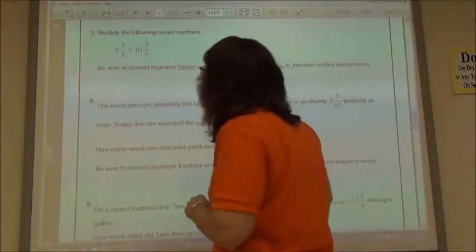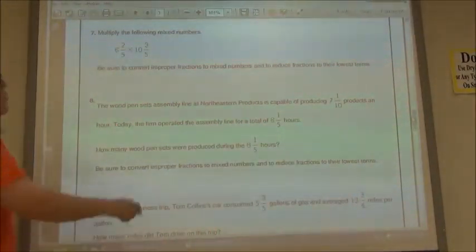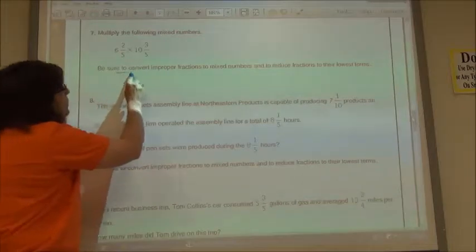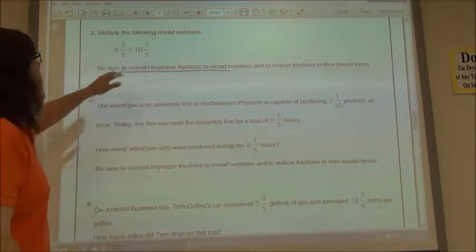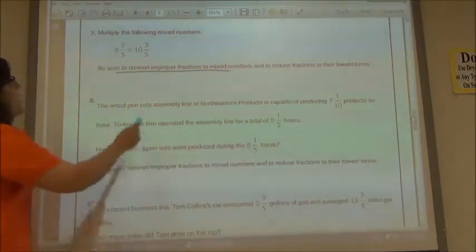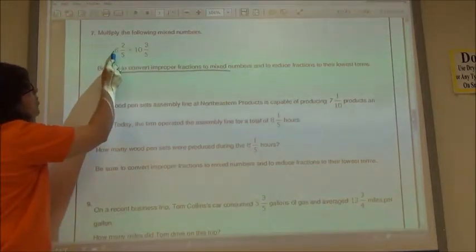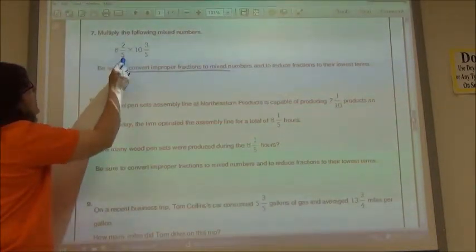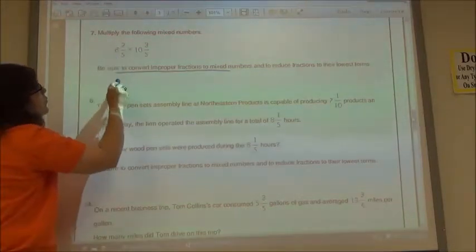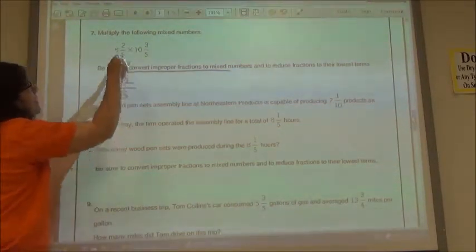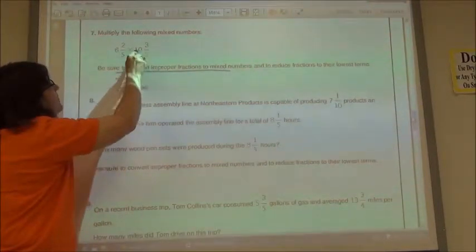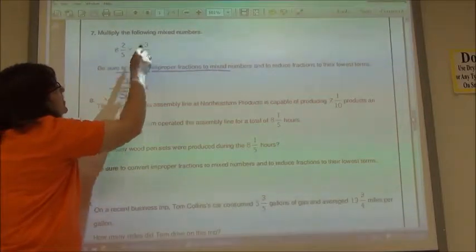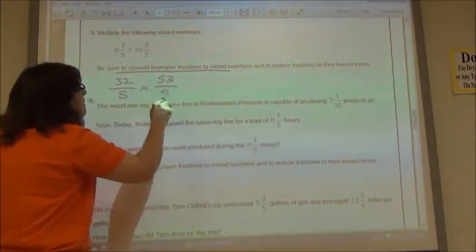Number 7, we are multiplying mixed numbers. When we multiply or divide mixed numbers, we have to convert them to improper fractions first, before we can do our multiplying and dividing. So when I convert this to an improper fraction, I'm taking the denominator times the whole number and adding the numerator. 5 times 6 is 30, 30 plus 2 would be 32. The denominator stays the same, fifths. Then 5 times 10 is 50, 50 plus 3 is 53 fifths.